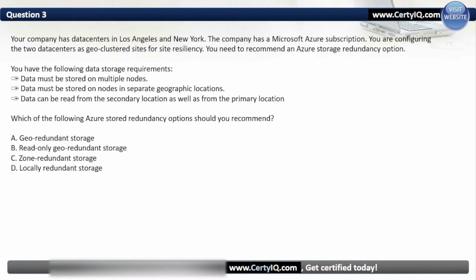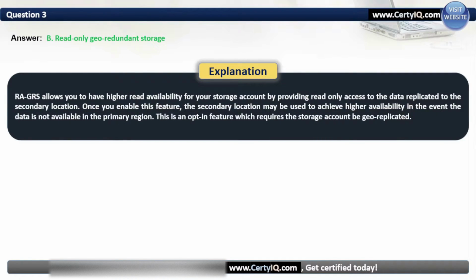The correct option is B, read-only geo-redundant storage. RA-GRS allows you to have higher read availability for your storage account by providing read-only access to the data replicated to the secondary location. Once you enable this feature, the secondary location may be used to achieve higher availability in the event the data is not available in the primary region. This is an opt-in feature which requires the storage account to be geo-replicated.